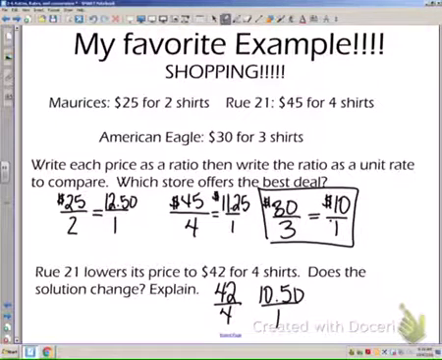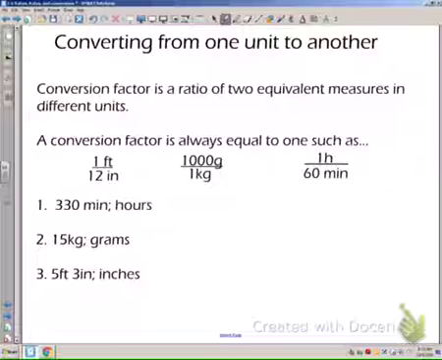Okay, if I'm converting from one unit to another, this is another type of problem where rates, ratios, and conversions come into play. We know that we can compare feet and inches. 1 foot is the same as 12 inches. 1,000 grams is equal to 1 kilogram. We know there are 60 minutes in 1 hour. So we can write this the other way too.